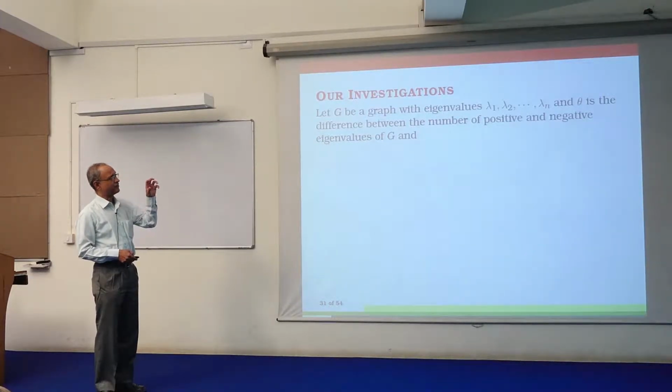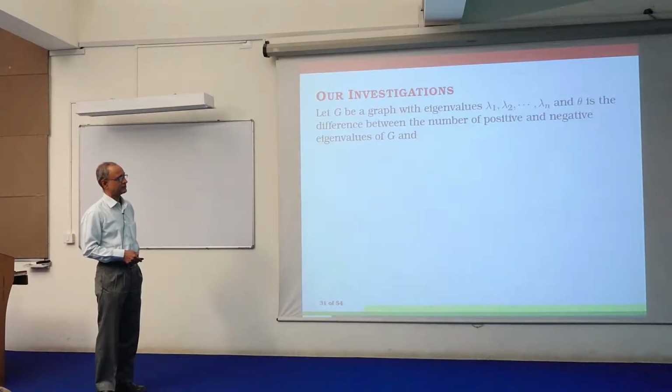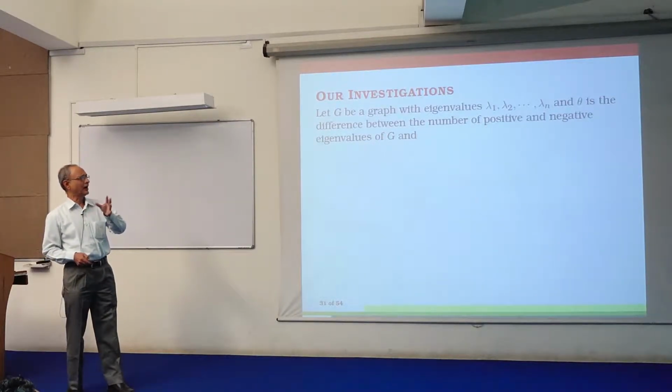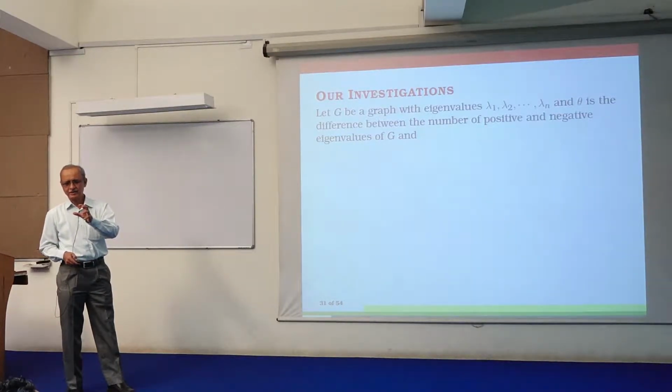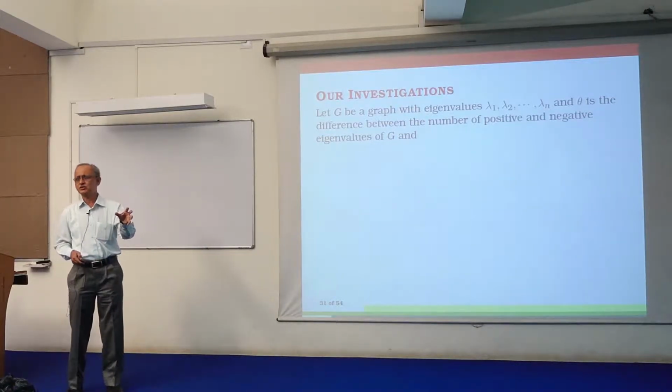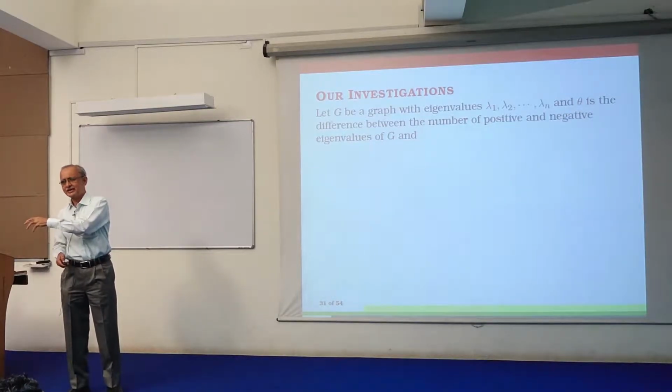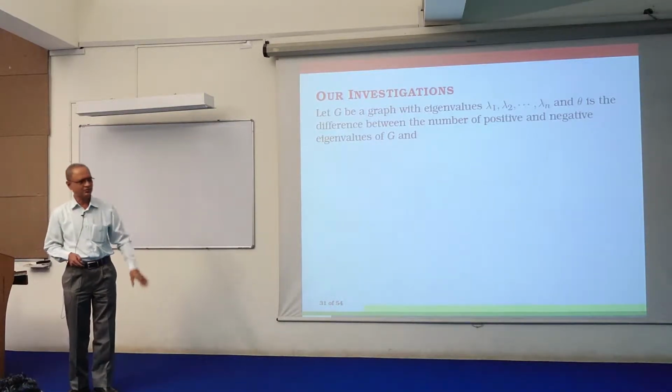Now, let G be a graph with eigenvalues, and theta is the difference between the number of positive and negative eigenvalues of G. If it has 5 positive eigenvalues and 3 negative, then theta will be 2, like that.